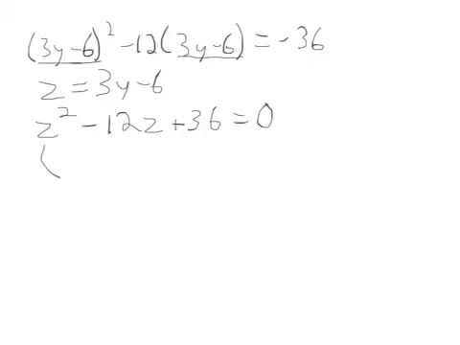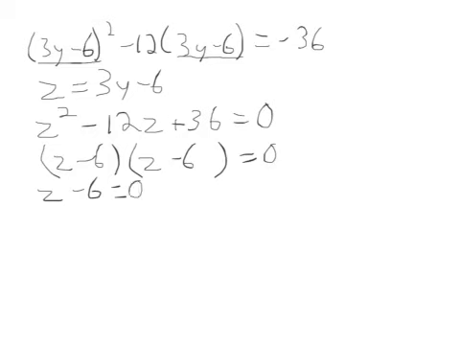So I can factor this, and I'm going to get (z minus 6) times (z minus 6) equals 0. So if I solve this for z, I set each of these parts equal to 0, so z minus 6 equals 0. It's going to be the same thing for the other part, so when I solve this, I get one answer: z is going to equal 6.